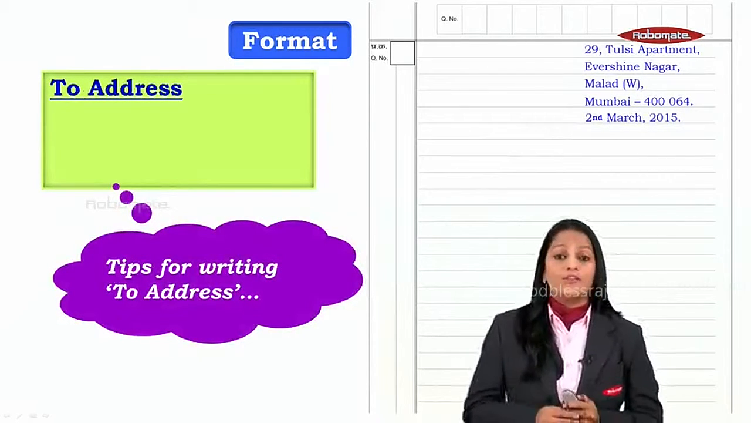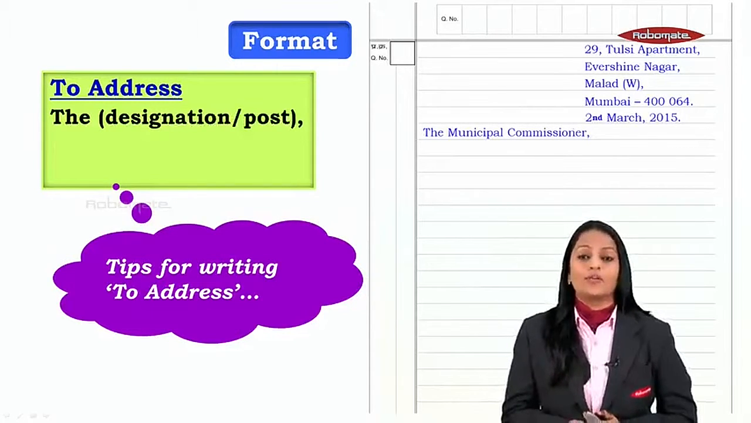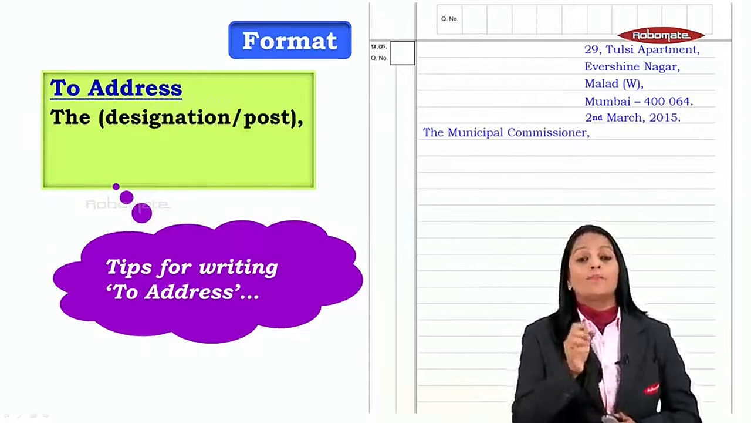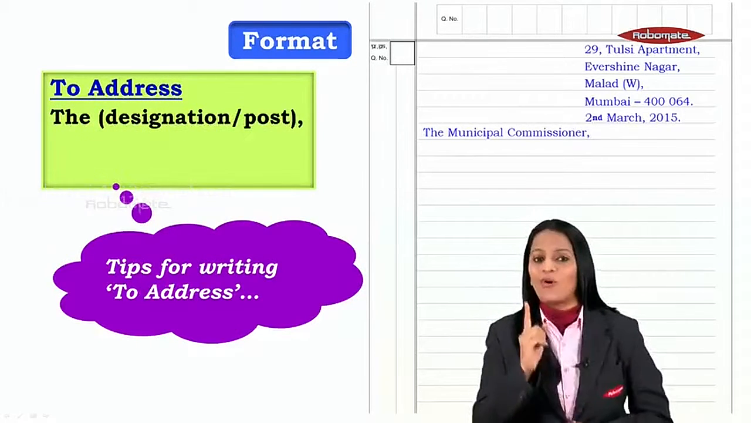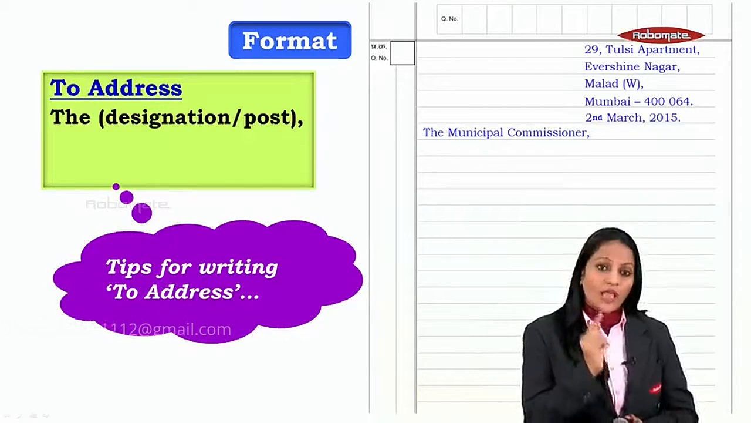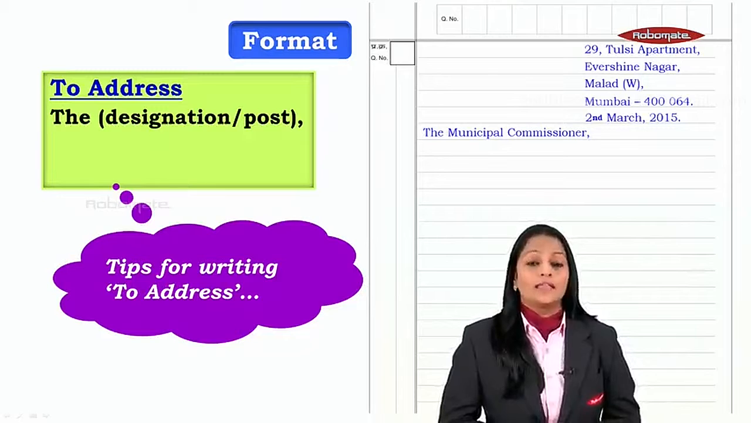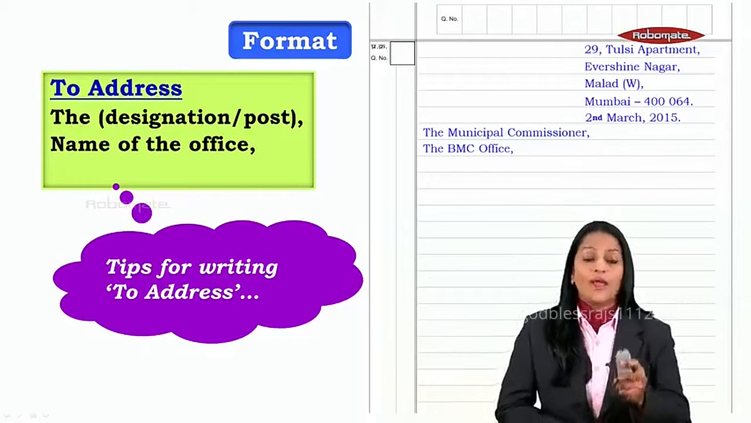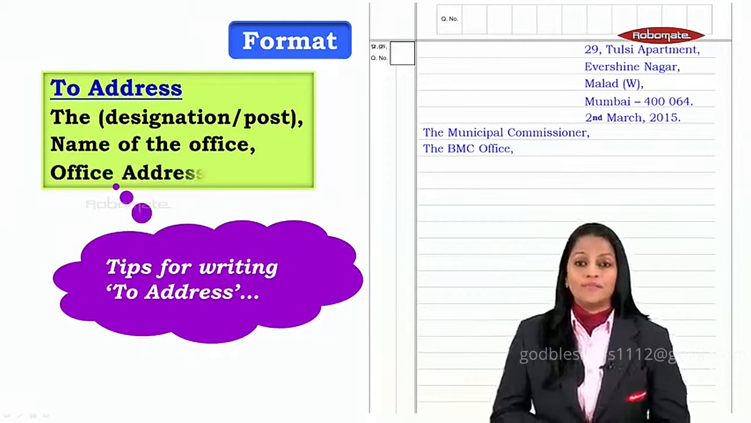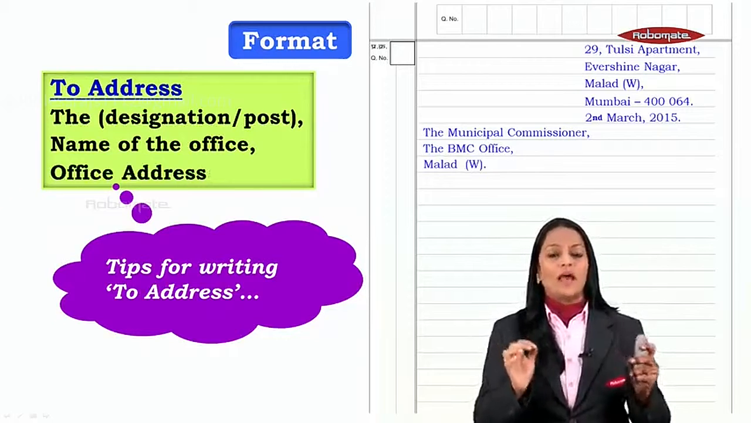The tips for writing the to address. First and foremost, start with the, because after that you're going to write the designation or the post of the person to whom you are writing. Remember, it's an authority. So you start with the and then the designation. Like you can see there, it is the municipal commissioner. After that, you write the name of the office, that is the BMC office, and then the office address. In this case, we have just written Malad West.